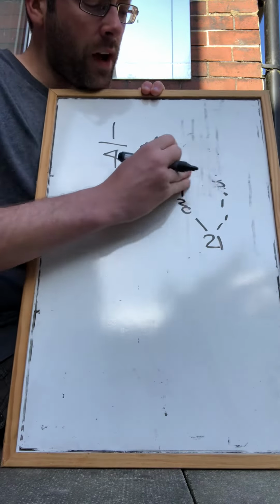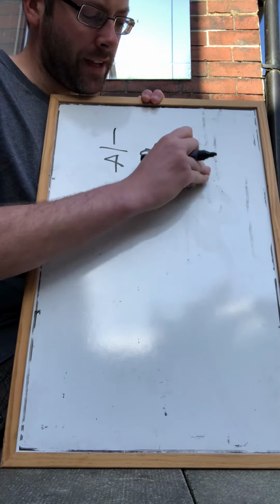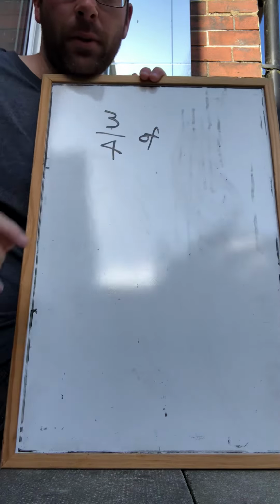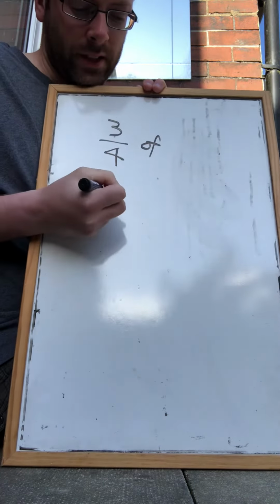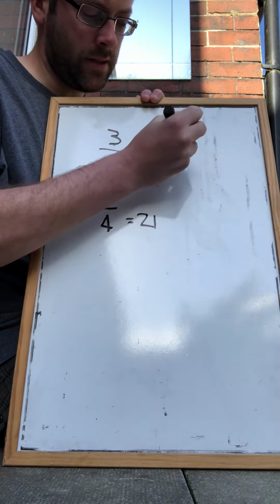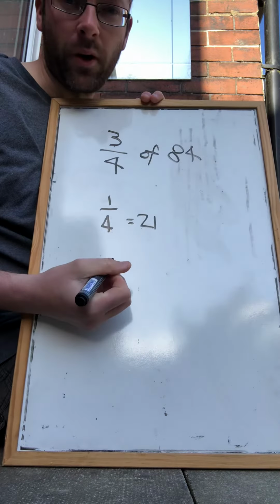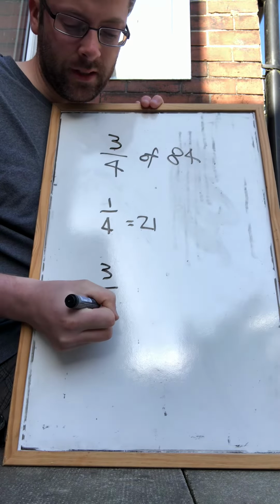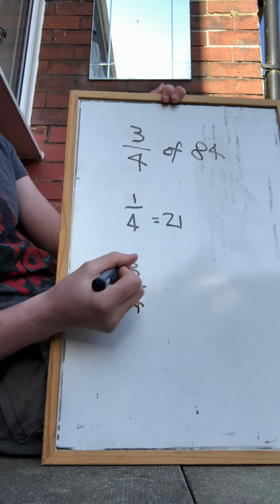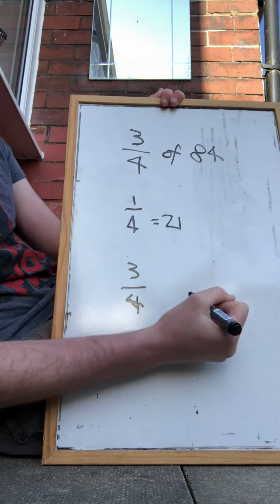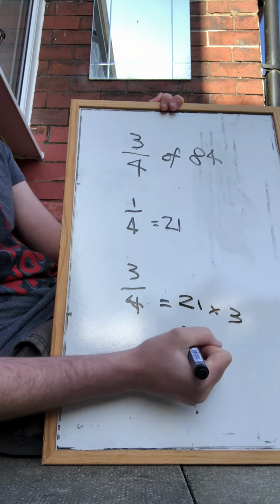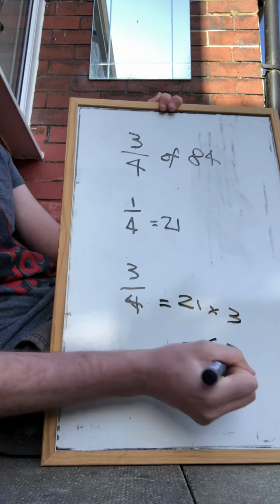However, what happens if we've got something like finding 3/4 of 84? Well, before I can find 3/4, I need to find 1/4. So we worked out before that 1/4 is 21. Once I've found what 1/4 is, I can find what 3/4 is by timesing that by 3. So I'm going to do 21 times 3. 20 times 3 is 60, 1 times 3 is 3, so my answer is 63.